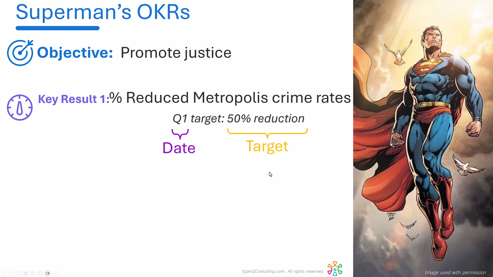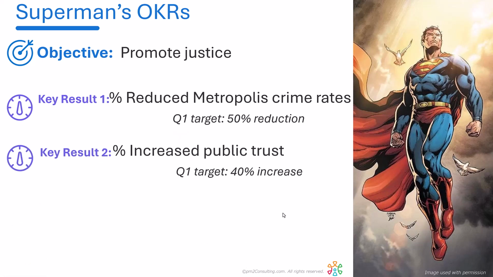Now, targets can be stretch or committed or aspirational, but they have one characteristic. They've got a date and what I'm going to achieve. So in this case, in Q1, I'm going to see a 50% reduction. So that's a key result: symbol, name, date, or time rather, and target. Now we're trying to keep it simple. In this case, he's got 2 key results. First being % reduction in Metropolis crime rates. Second being % increased public trust. And we're looking to see a 40% increase in Q1.